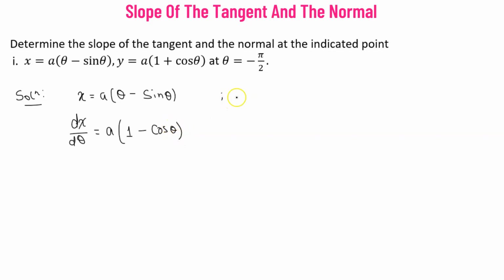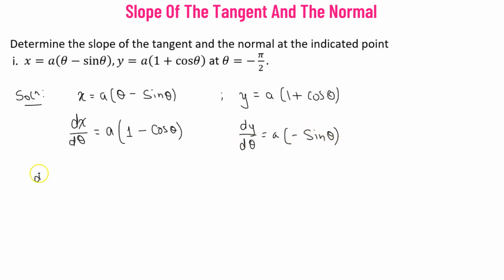Right. Then we have y, which is given by a times (1 plus cosine theta). Here also we'll take the derivative on both sides with respect to theta to get a times, so we have 1, which is a constant, and the derivative of cosine theta will be negative sine theta.